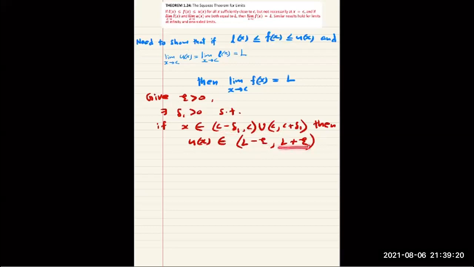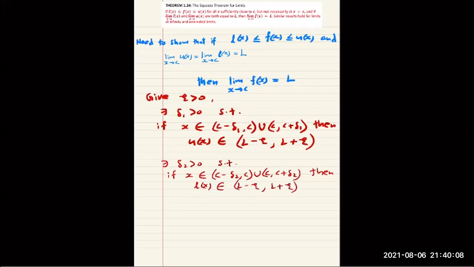I can write a similar statement for this limit now, because the limit as x approaches c of L of x is equal to L. So there exists delta 2 greater than 0 such that if x is in the punctured interval c minus delta 2, c union c, c plus delta 2, then your function L of x should fall within L minus epsilon, L plus epsilon.